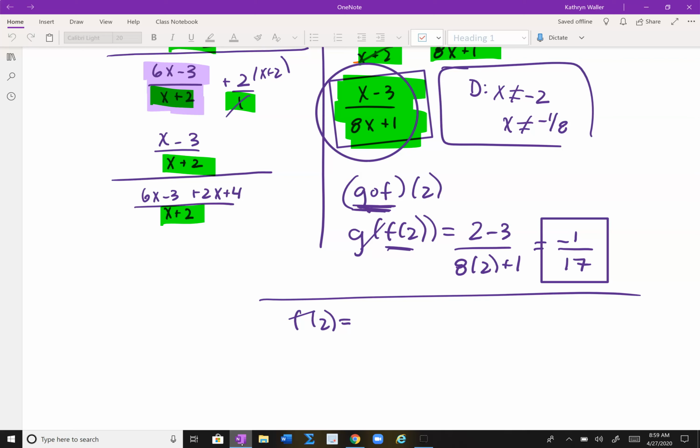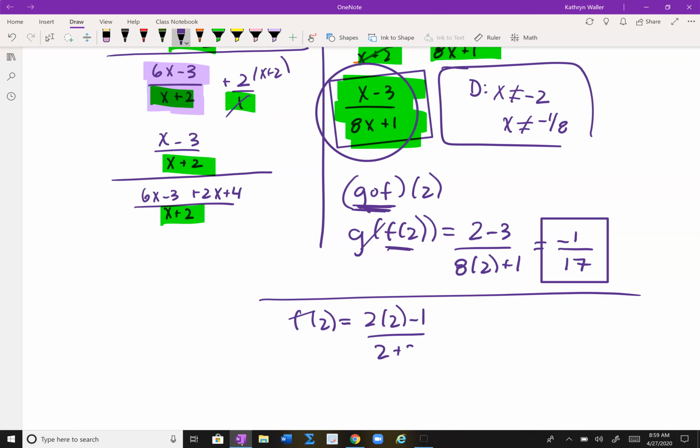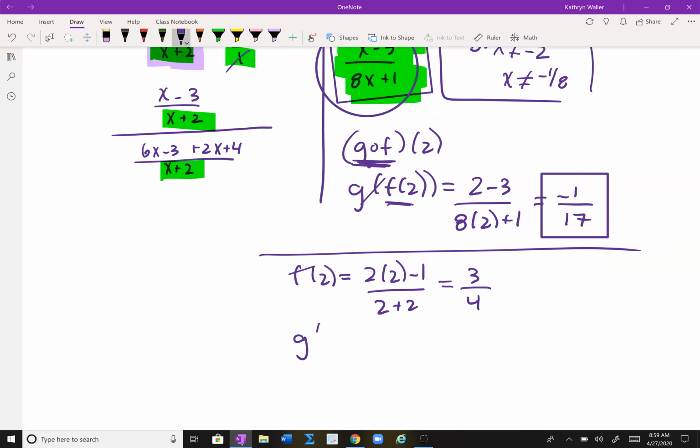Okay, so f of 2, I don't know what's happening, but it's 2 times 2 minus 1 over 2 plus 2. So that's going to be 2 times 2 is 4, minus 1 is 3, 2 plus 2 is 4. And now you would find g of 3/4, which you could totally just call 0.75, it's the same. So it's 0.75 minus 1 over 3 times 0.75 plus 2.